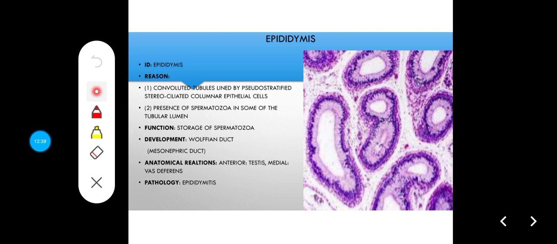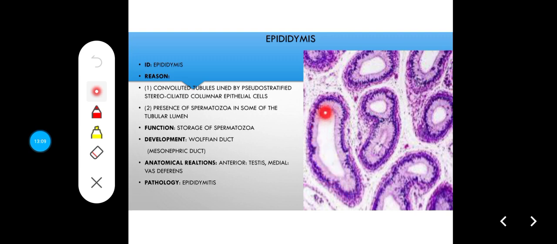Secondly, there is presence of spermatozoa in some of the tubular lumen, so you can appreciate clumps of spermatozoa. Then the function is storage of spermatozoa. Development is from the Wolffian duct. Then anatomical relation: the anterior part is the testis, medial is the vas deferens. Pathology is epididymitis.